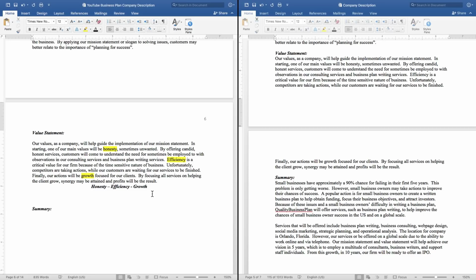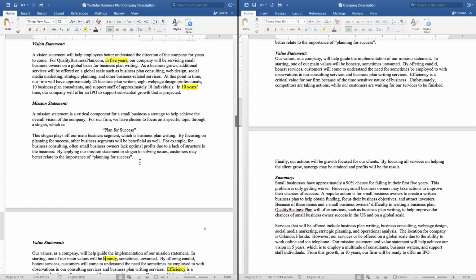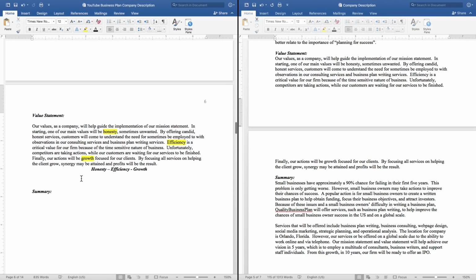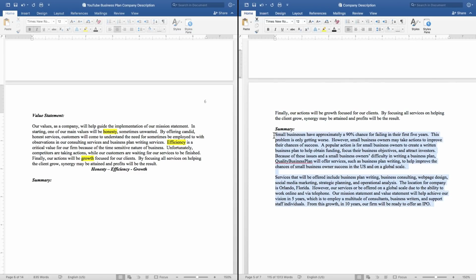So take that consideration. It just takes a few minutes to include it, and it also helps support the mission statement, which supports the vision. So again, it's tying everything together, from one point to the next. All right, and the final thing that we're going to talk about is going to be the summary.